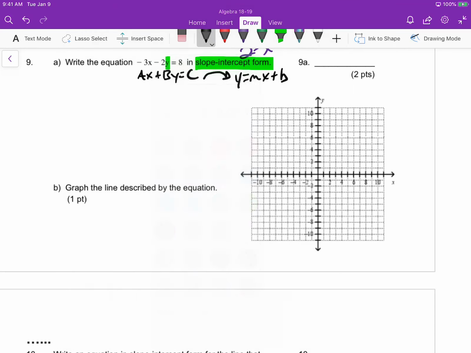So I'm just going to show my work here. Negative 3x minus 2y equals 8. My goal is to get that y all by its lonesome. So first I'm going to add 3x to both sides.